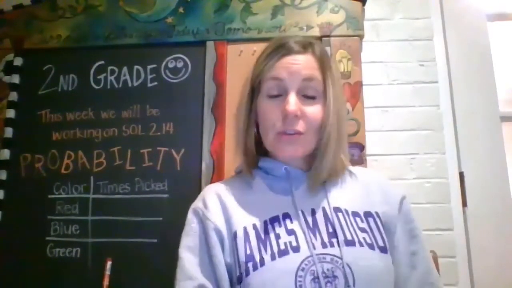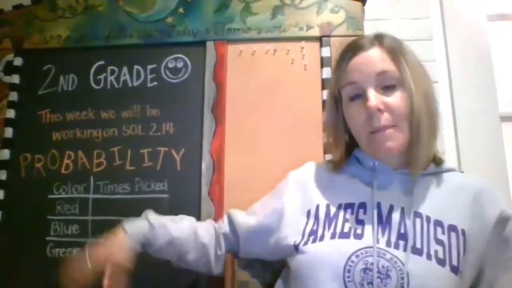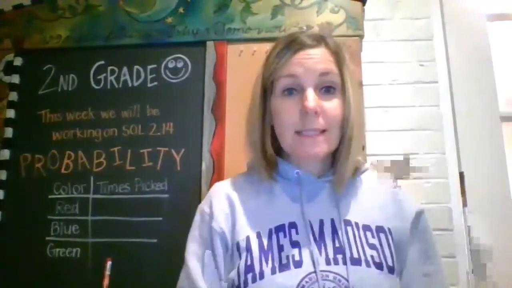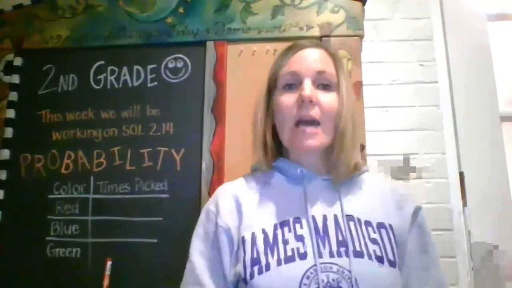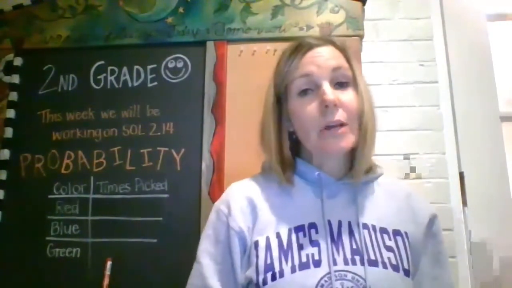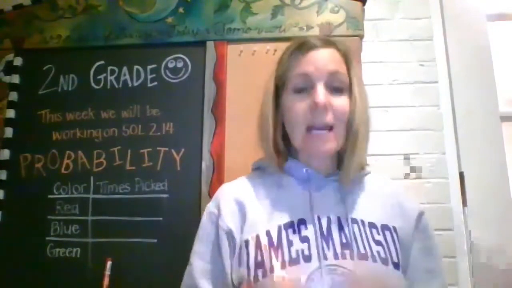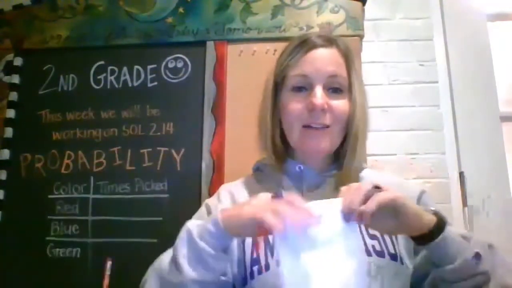All right, hopefully you all have your tally chart drawn. It can look similar to mine and be on any piece of paper. And now we get to do our practice set. For our practice set, we are going to do something similar to what Mr. Chance did. We are going to repeat an experiment several times by using a bag and some colored counters.